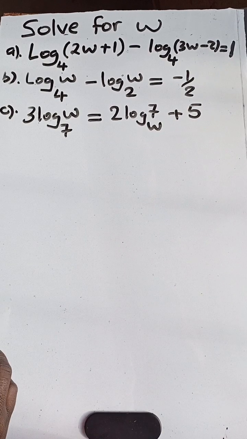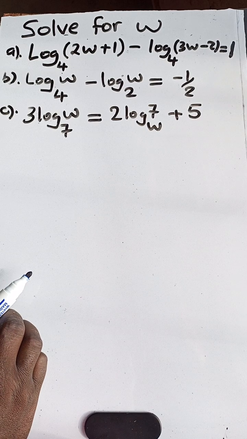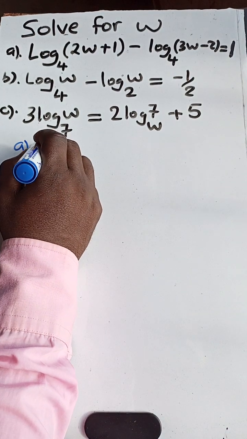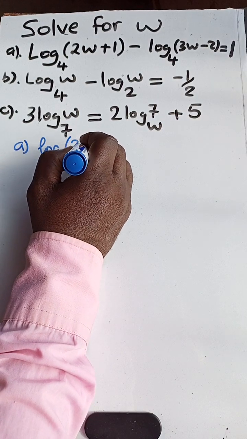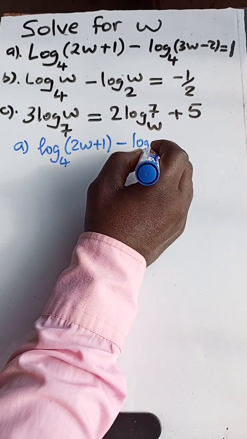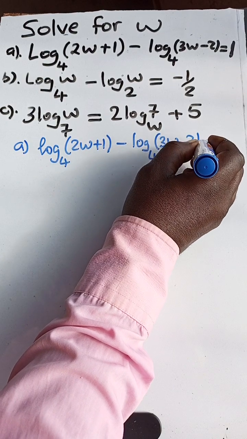Hello, we want to solve for W in these logarithmic equations. Here our variable is W and not the usual X that we find everywhere, but it's the same method of solution. So let's take the first one. Log to the base 4 of 2W plus 1 minus log to the base 4 of 3W minus 2 equals 1.